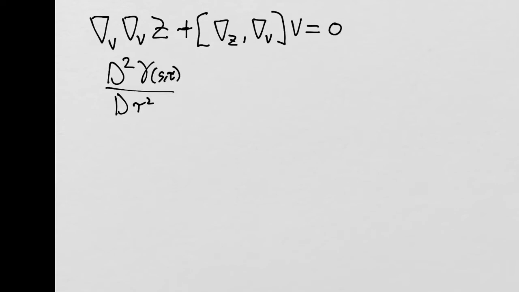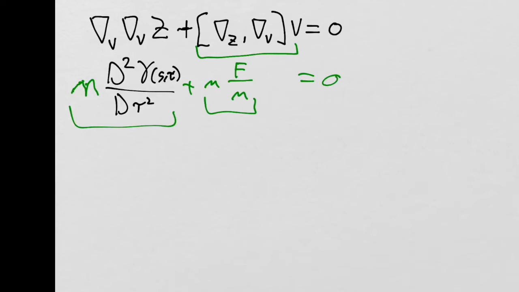You can imagine putting a little mass here, right? Maybe a mass. Then this guy has to be an acceleration too. So if we understood that as a force per unit mass, and we multiply by mass, it would be a force. So this would become a force plus a force equals 0.